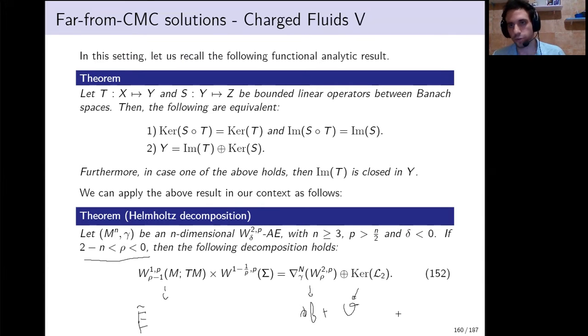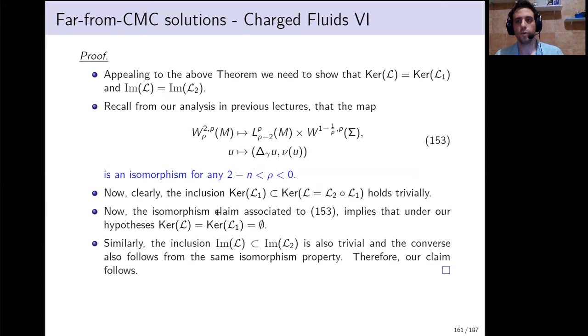This version of the decomposition is quite straightforward to prove because we want to apply the functional analytic results described above. So we need to see that the kernel of this Laplacian with Neumann condition coincides with the kernel of the gradient, and its range coincides with the range of the divergence. And as we said, we know that this Laplacian with Neumann conditions acting between these spaces for this range for the parameter rho becomes an isomorphism. We know this from previous lectures.